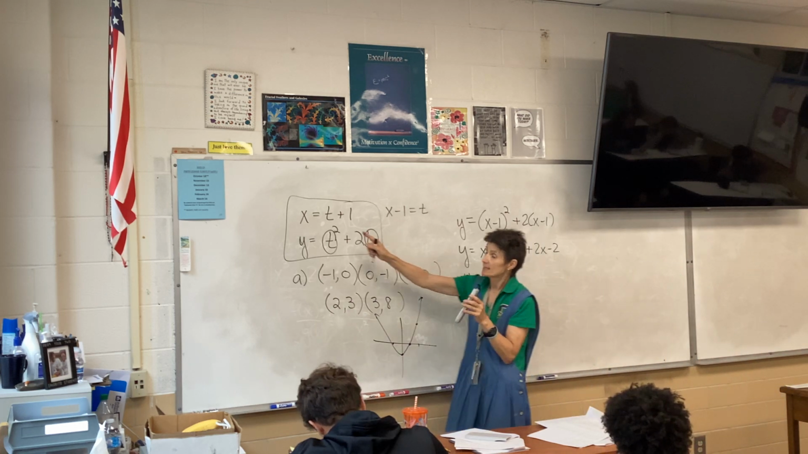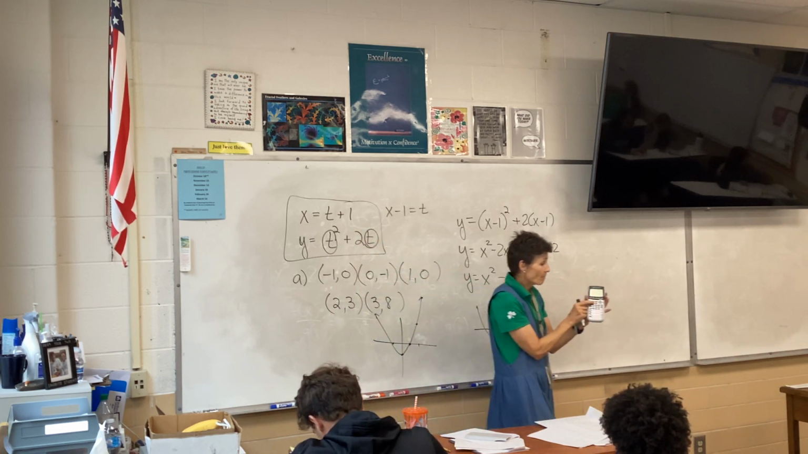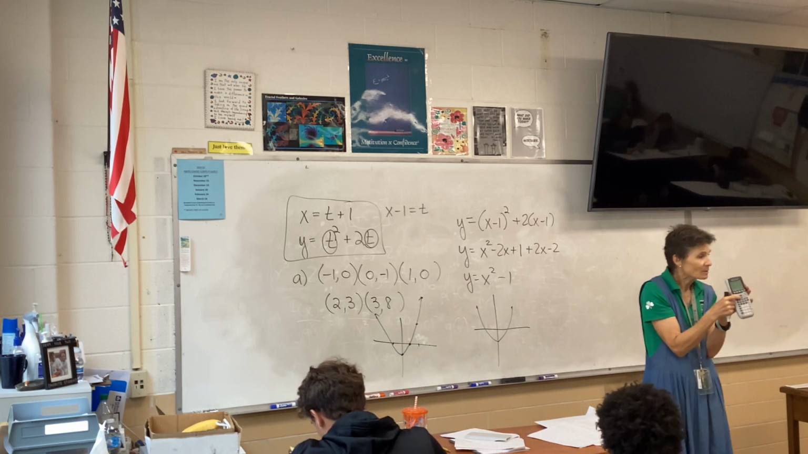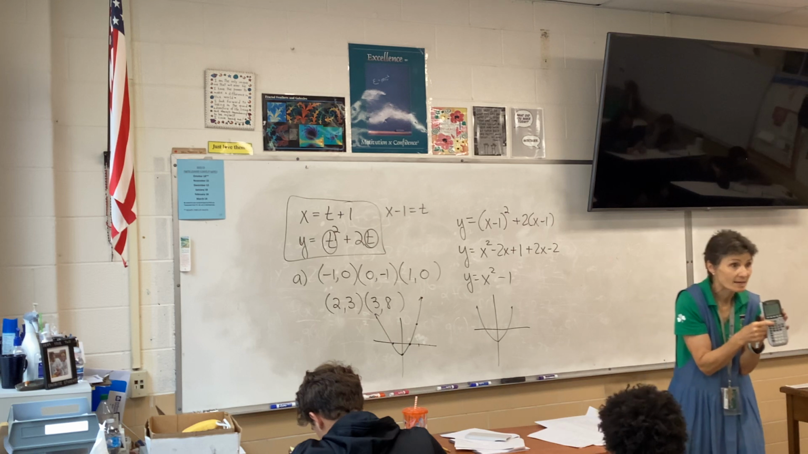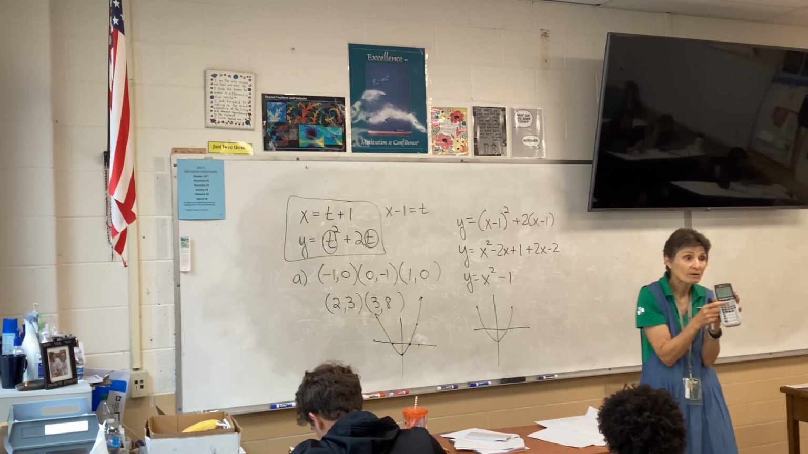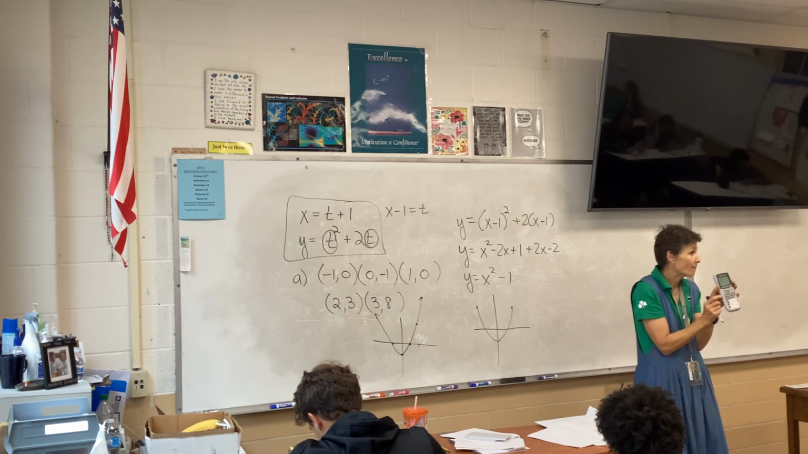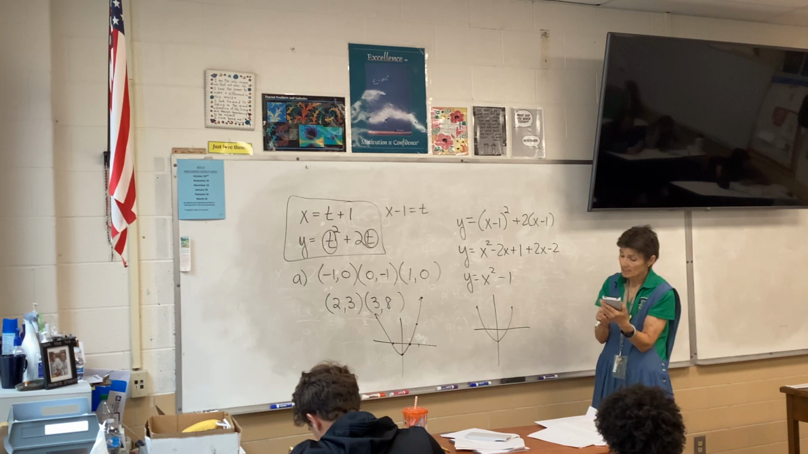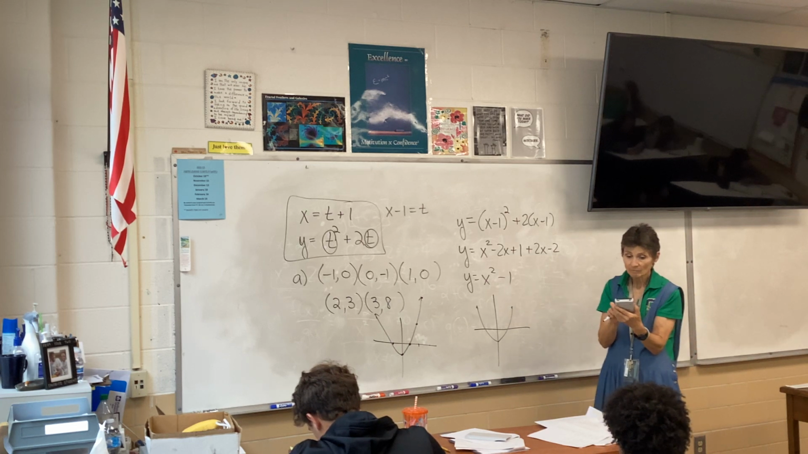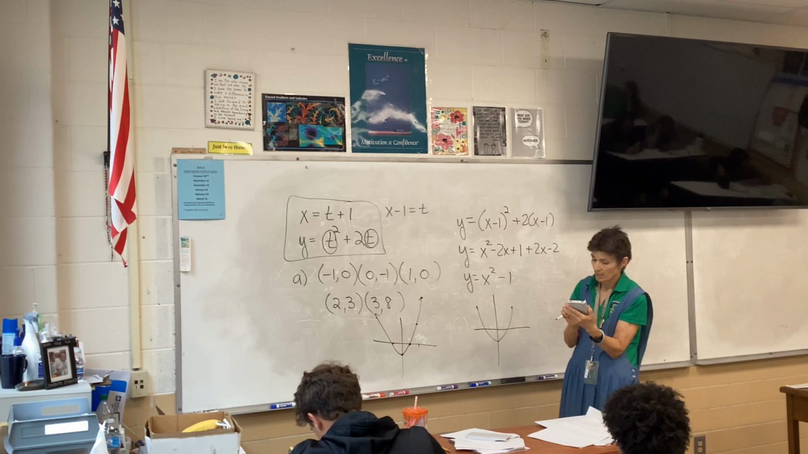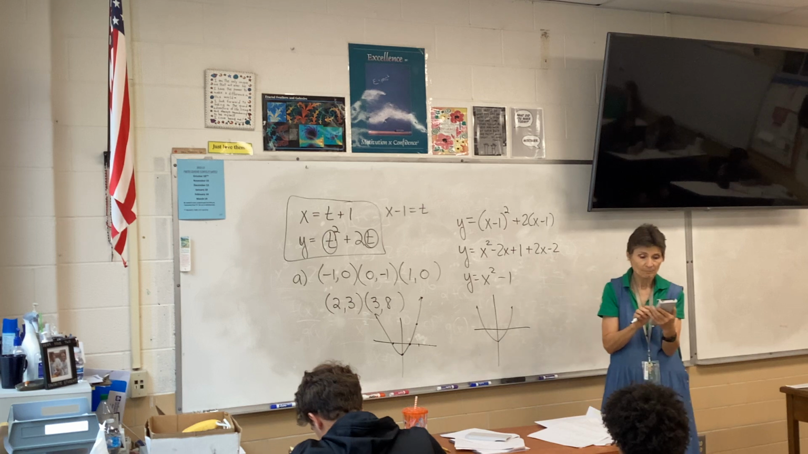So X is T plus 1. Remember your variable button right here? Do you remember when you looked at it and you said, oh, it's got an X, but it also has a T? There it is, that's your variable button. Anytime you need a variable, it will come out of that button. So X equals T plus 1, and then Y equals T squared plus 2T.